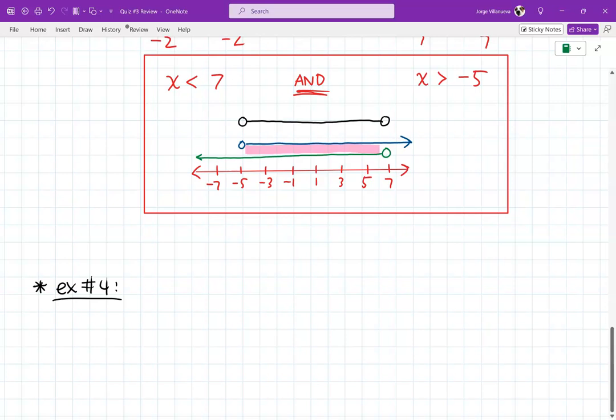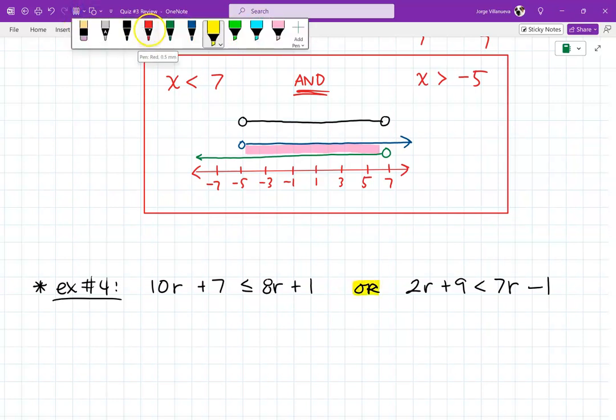I'm looking for an OR here. I guess this will work. 10R plus 7 is less than or equal to 8R plus 1, or 2R plus 9 is less than 7R minus 1. There are some that are easier than this. I'm just trying to do some that look a little longer so that you're like, okay, I can do the longer ones, I should be able to do the shorter. Okay? Again, this is an OR problem. So since it's OR, it should be going in opposite directions. Sometimes they go the same direction, but should be going in opposite directions.